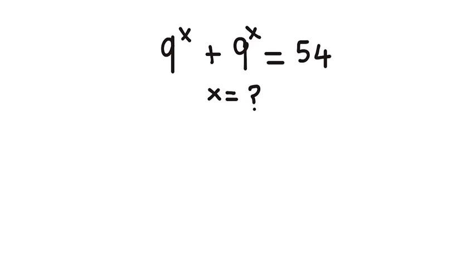Now you can see that 9 to the power of x and 9 to the power of x are both the same. So that means we can have what? We can have this to be 2 multiplying 9 to the power of x, then equals 54. All right, so from there the next thing we're going to do is to divide through by 2.